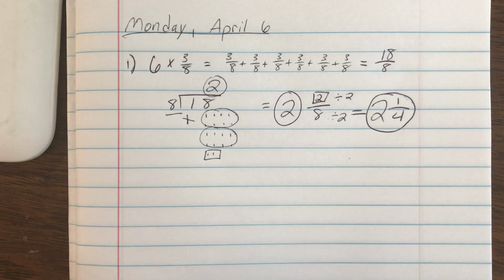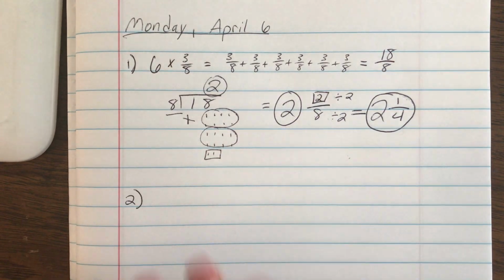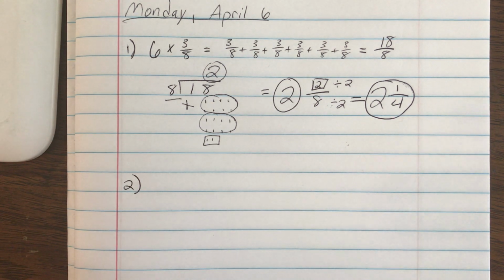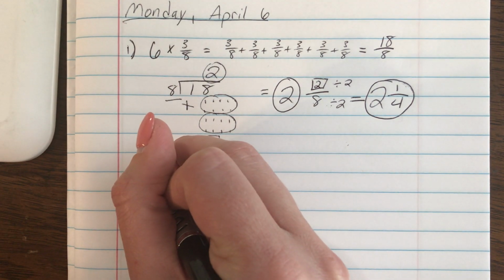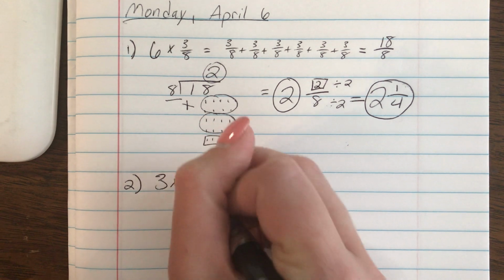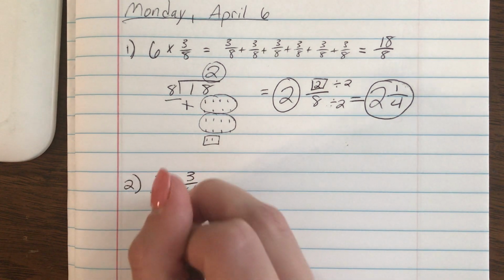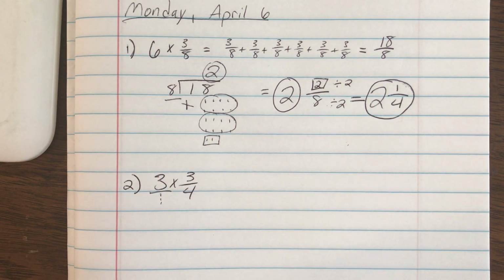Looking at number 2, we are going to use the other strategy that you're welcome to use. So again, repeated addition is one of the strategies you can use. The other one that we're going to look at is with 3 times 3/4. This is a strategy that we've previewed in class together where you simply just put that imaginary 1 on the bottom. Any whole number can be put over 1. It's not going to change the value of that whole number.